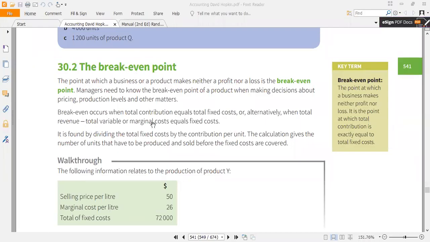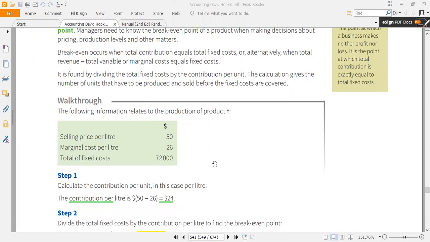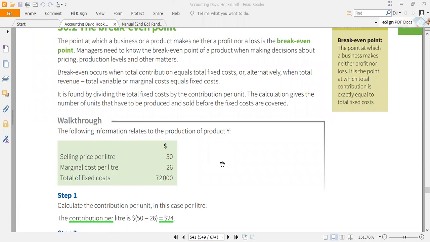Okay, the break-even point. The break-even point is the point when there is no profit, no loss, or we can say total revenue equals total cost. I can write down here: total revenue equals total cost. That is break even. Or we can say no profit, no loss.